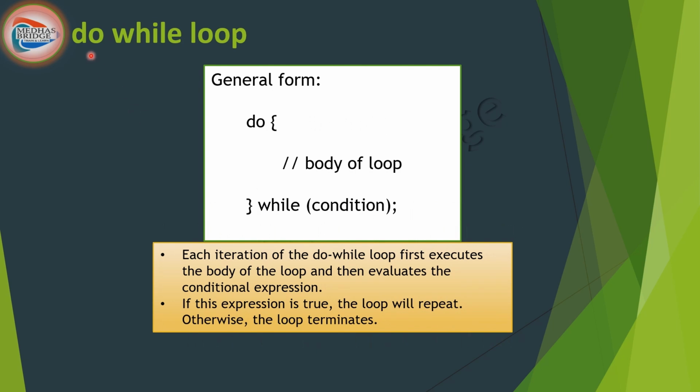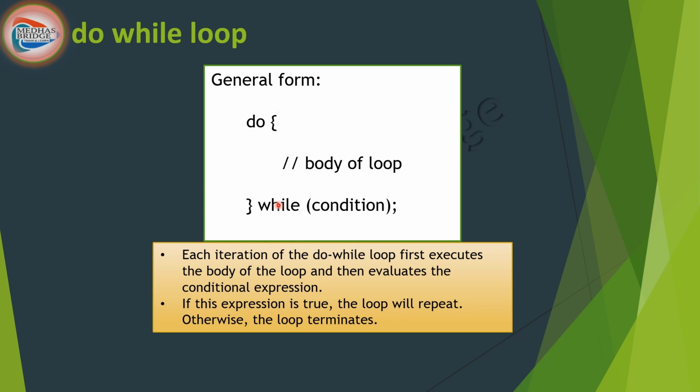Now let's look at the general form of the do while loop. It has do, the body of the loop, and then while. Along with while, you have the condition, right? This is similar to the while loop, but a bit different, since the condition is added at the end. But make sure you put a semicolon after while condition. Previously you didn't have that, right?